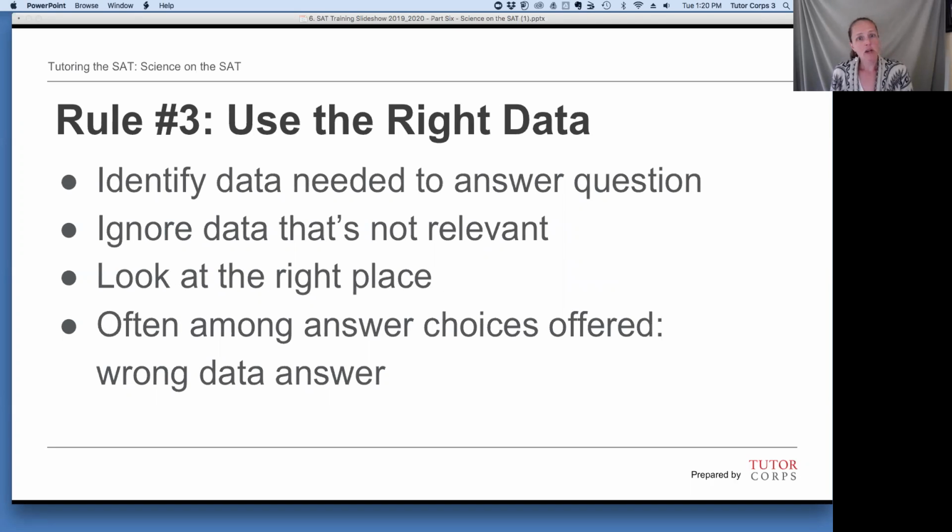The next rule is to identify exactly what data they'll need to answer the question and ignore the irrelevant data. So they need to be looking in the right place. Oftentimes the wrong answer choices may be presented in the data provided, but it might be in the wrong place and the students might be looking there when they should be looking elsewhere.